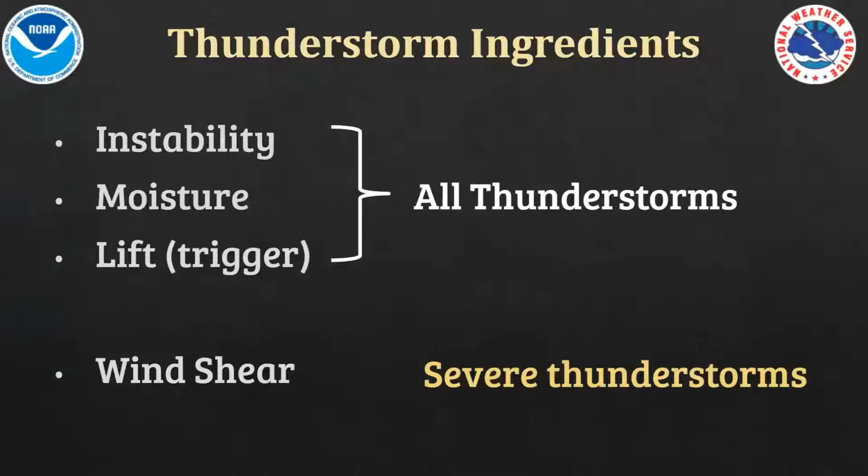There are several ingredients that you need to make a thunderstorm. For all thunderstorms you need instability, moisture, and lift, and the lift provides the trigger. And to get a severe thunderstorm, you need wind shear. Next slide, please, Mark.